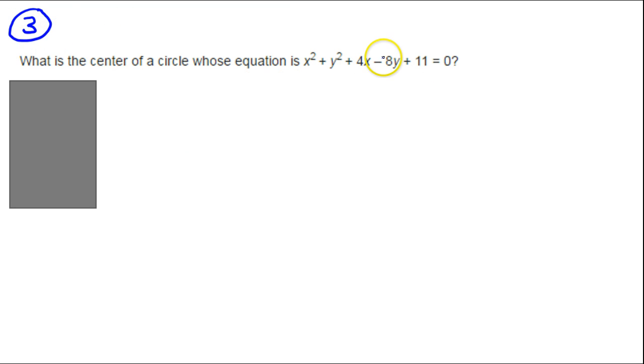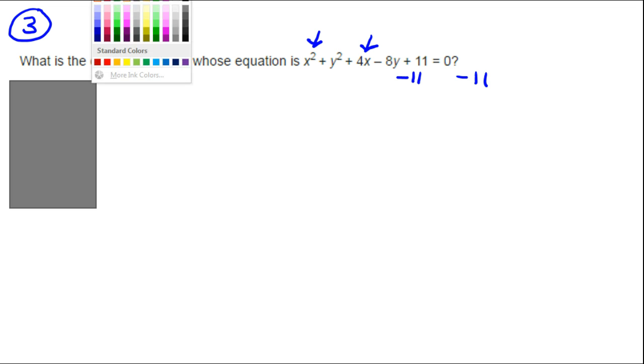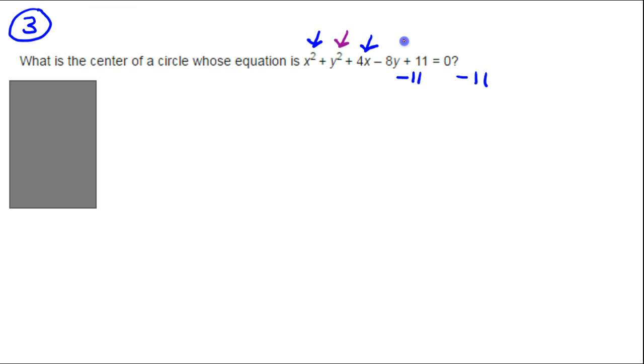Alright, I'm doing just the odds, so that's why I'm going from 1 to 3. Anyway, same type of situation. We're given general form and we're being asked for the center. To find that, we need to convert this from general form to standard form by completing the square. So again, what I'm going to do is I will subtract this 11, get that out of the way. Now the x's, I'm going to regroup those so they're next to each other, and the y's, I'm going to regroup the y's so they're next to each other.